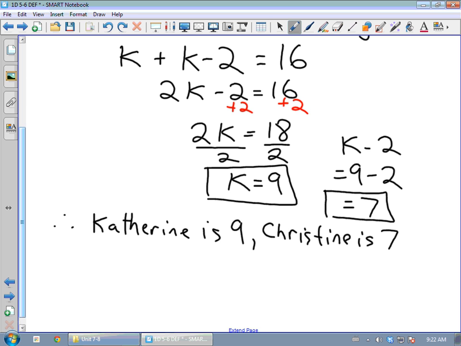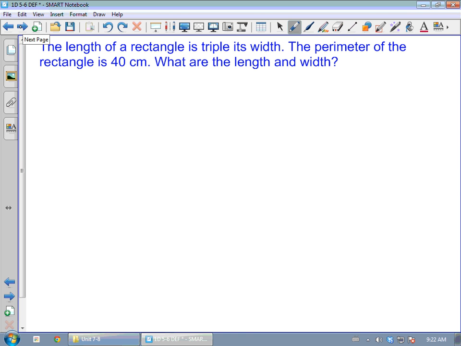Okay. Let's take a look at the next one here. The length of a rectangle is triple its width. The perimeter of the rectangle is 40 centimeters. What are the length and the width? Okay. Well, let's start with our let statement.